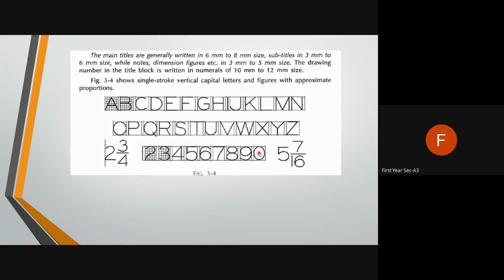Okay, from 0 to 9. Okay, and this is also in the fraction. If you want to show in the fraction, this is the way you can draw the fractions also. Everything should be measured and scaled.